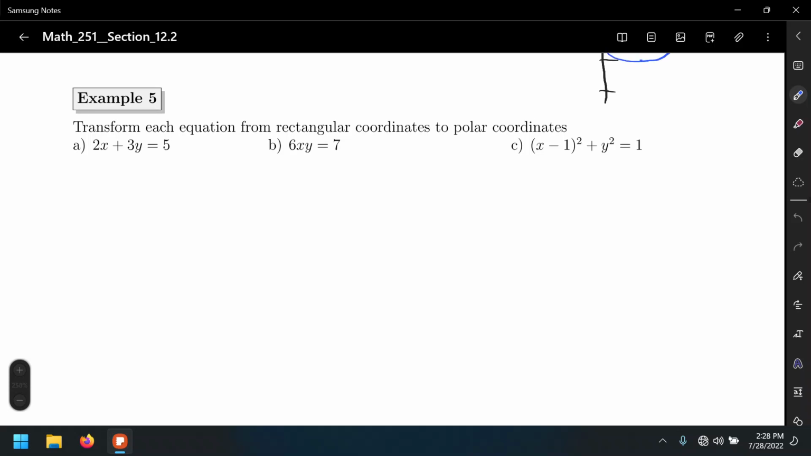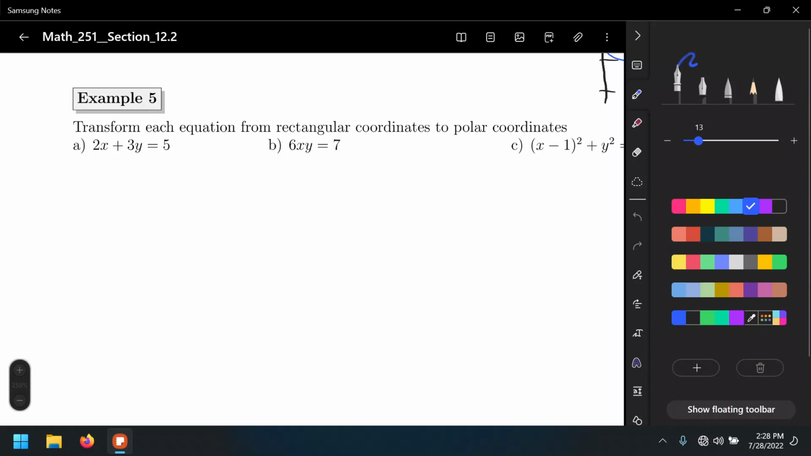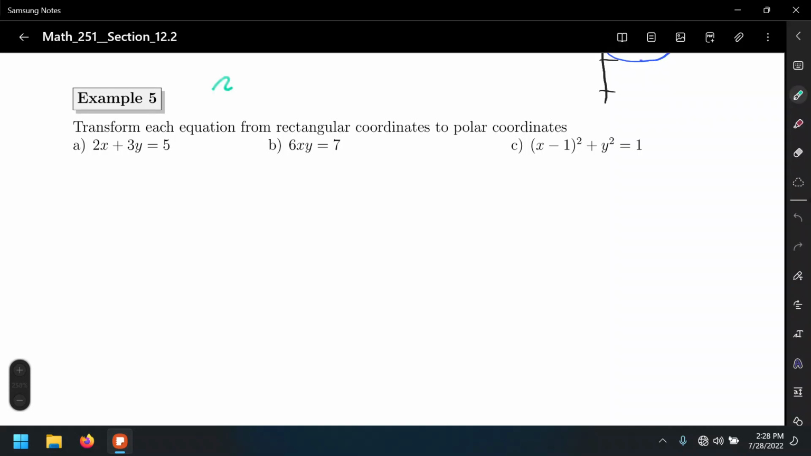What kind of equation is that? Linear? It's a linear equation, right? And also we're going to use, okay, let me rewrite them. x equals r cosine theta and y equals r sine theta. So all we do here is replace x with the corresponding expression r cos theta and y with r sine theta. That's all we do here.